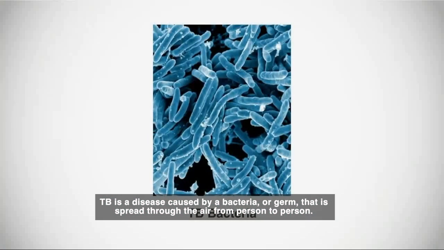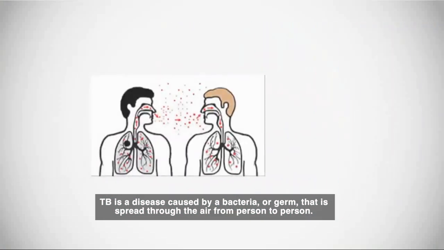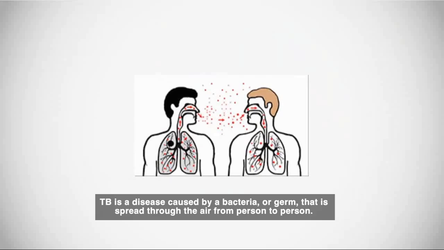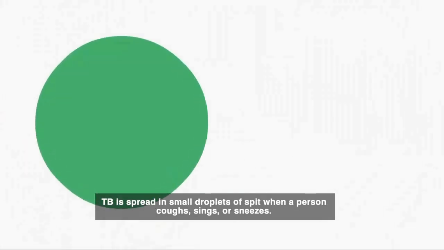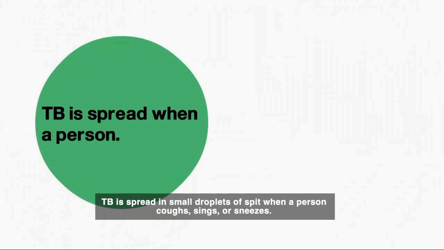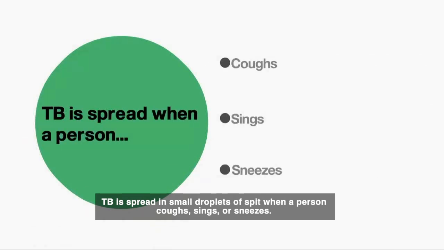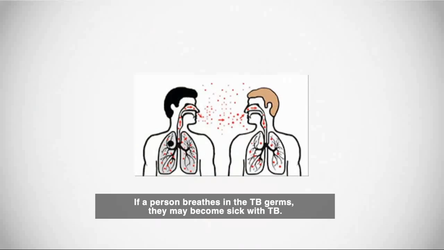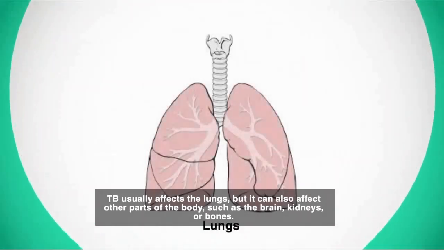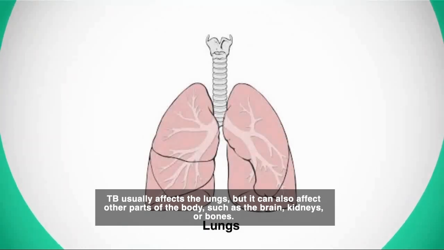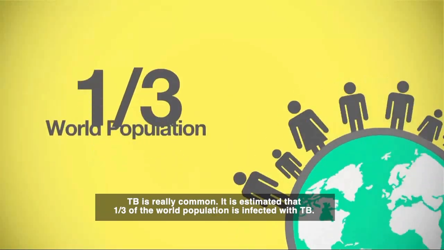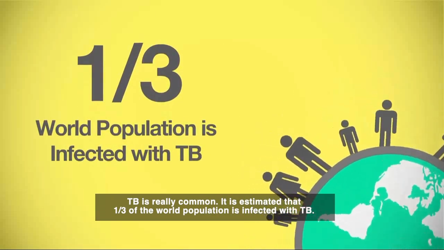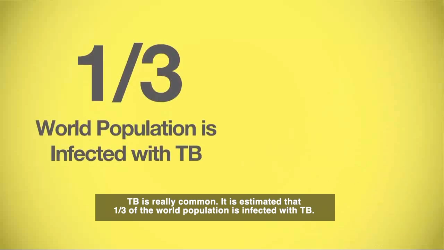TB is a disease caused by a bacteria or germ that is spread through the air from person to person. TB is spread in small droplets of spit when a person coughs, sings, or sneezes. If a person breathes in the TB germs, they may become sick with TB. TB usually affects the lungs, but it can also affect other parts of the body, such as the brain, kidneys, or bones. TB is really common. It is estimated that 1/3 of the world's population is infected with TB.